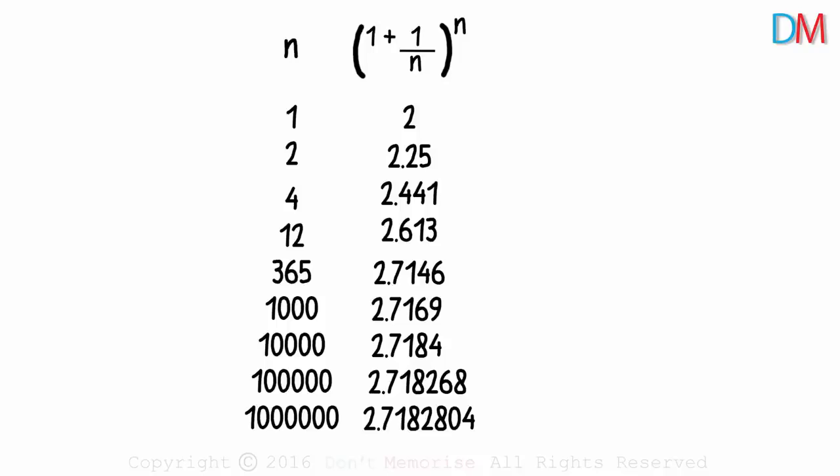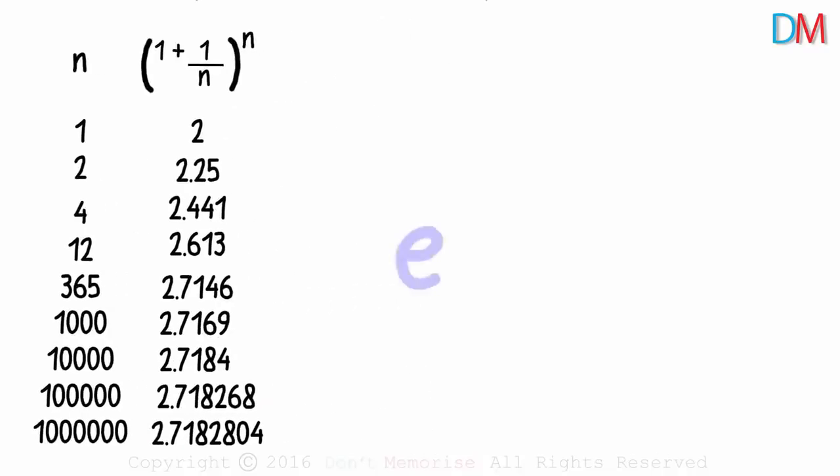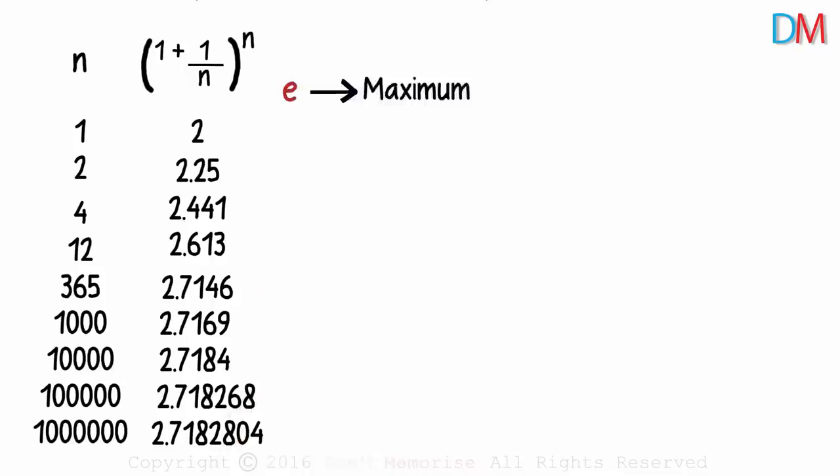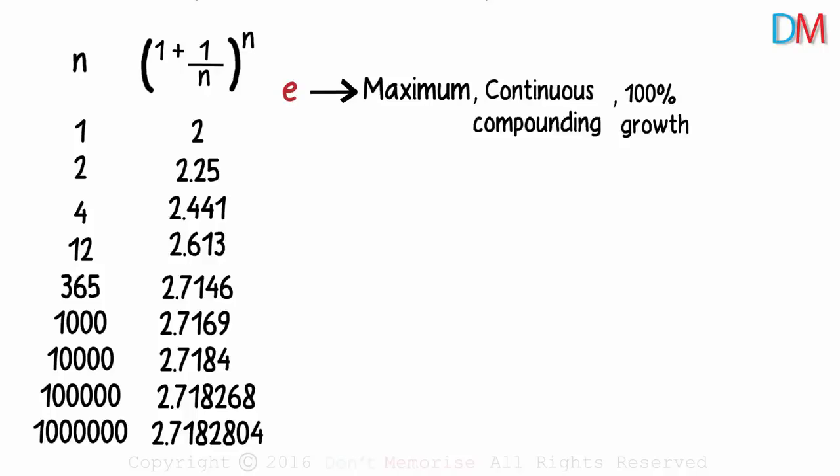Okay, here are a few more calculations. The number of time periods here is 1 million. Notice that the returns improve, yes, but they converge around a value which approximately equals 2.718. And that is your beloved E. We can't get infinite money after all. What would be a layman-friendly explanation for E then? It is the maximum possible result after continuously compounding a 100% growth over 1 time period.